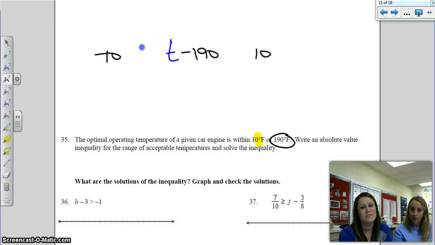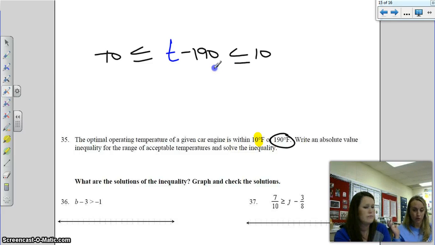And then less than or equal to, because if it's an "and," it has to be only less than inequalities, but it could be equal to. I was like, oh shoot, I messed up. No, no. And then we just solve. Add 190 to both sides.